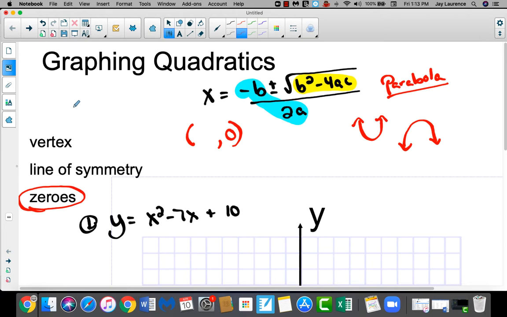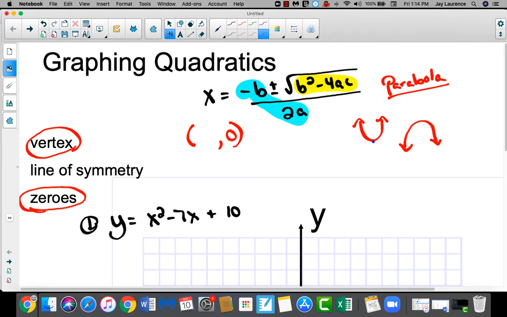Now, all the parabolas that we graph will have a vertex, which is either a highest point or a lowest point. So the vertex would be here, or the vertex could be there, okay? And they're going to have a line of symmetry. Yes, parabolas are going to be perfectly symmetrical.